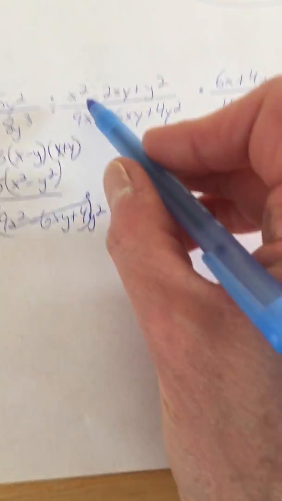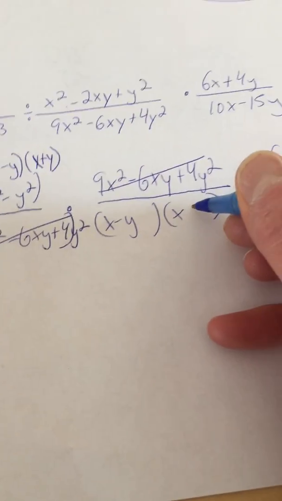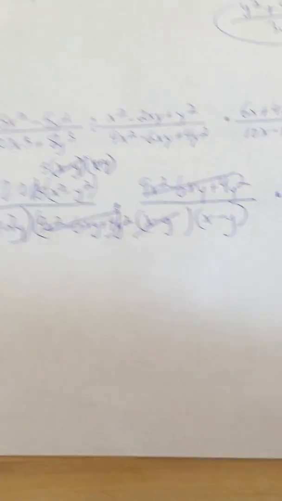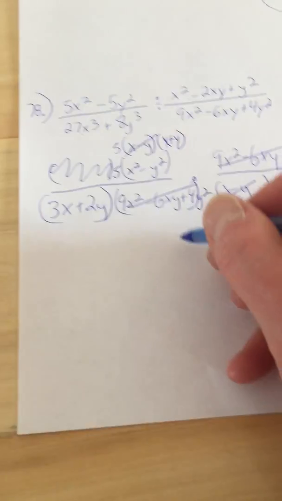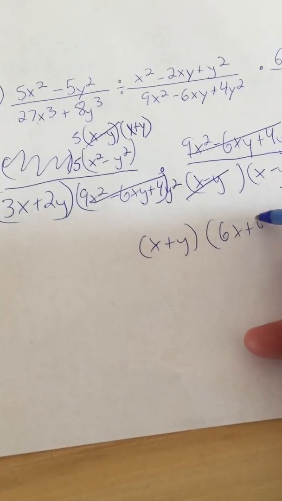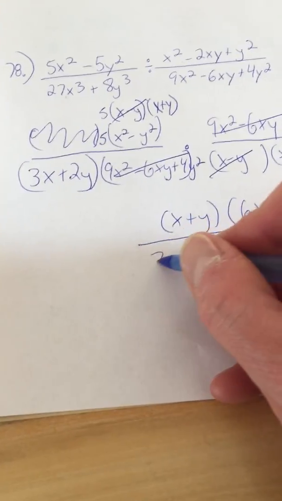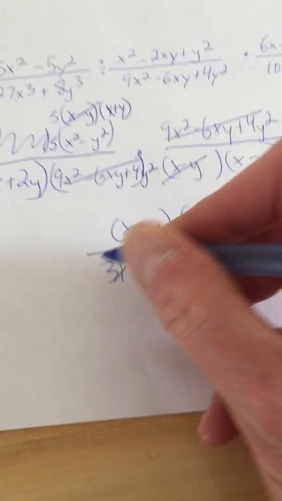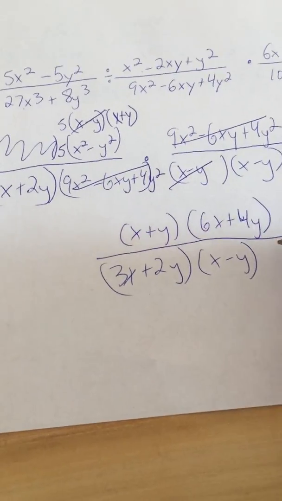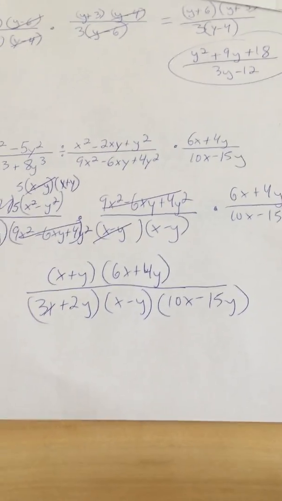Down here, if I factor this guy, what I'm going to get is x minus y, and again, you're going to cross out an x minus y over there. So if we start cleaning this up, you have x plus y times 6x plus 4y over 3x plus 2y times the quantity of x minus y, and then you still have this 10x minus 15y over here. So it's still a pretty big hot mess.